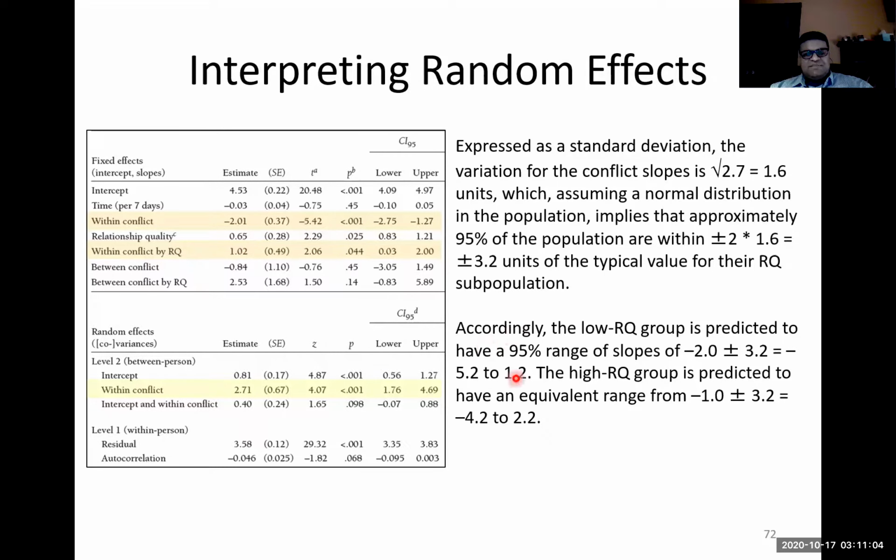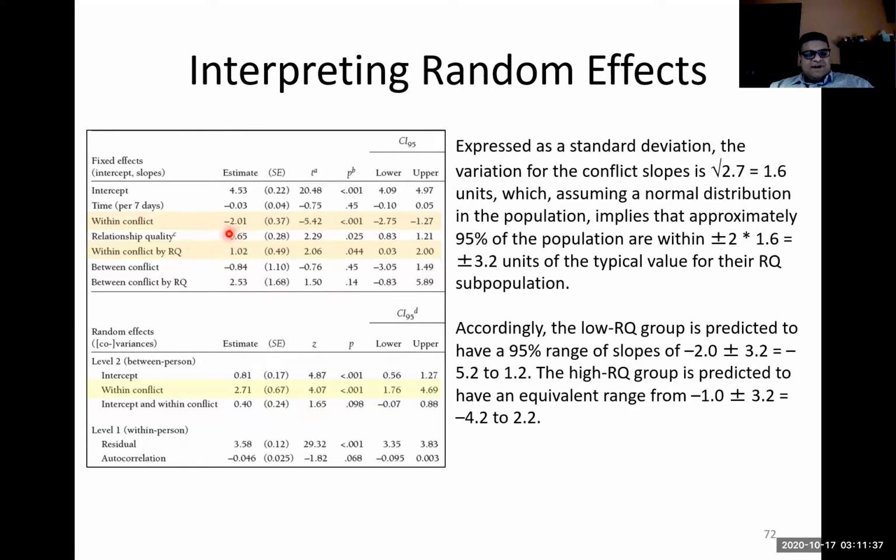And let's make sense of the random effect for these slopes here, right? This is a slope for the low relationship quality group. And the slope for the high relationship quality group is 1 unit lower, which means that they're at -1. Okay. Oh, and by the way, I didn't point out that the effect for the low relationship quality group of the 2-unit decrease due to daily conflict is statistically significant.